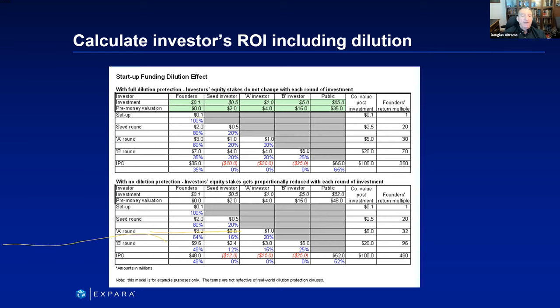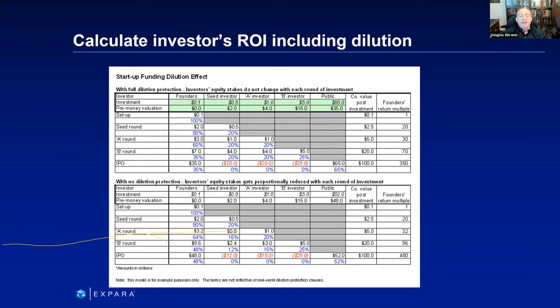And are the seed investor and the founders happy? Again, they should be happy. Why? Because the founders, although they've been diluted by an additional 16%, so founders now own 64% of the company, the company is valued at 5 million. So this 64% is worth 3.2 million. And remember that after the seed round, their equity was worth 2 million. So now 2 million has grown to 3.2 million. The seed investor has a similar result. So their 20%, which was valued at $500,000 when they invested, has now grown to be valued at $800,000. So they also see an increase in value.